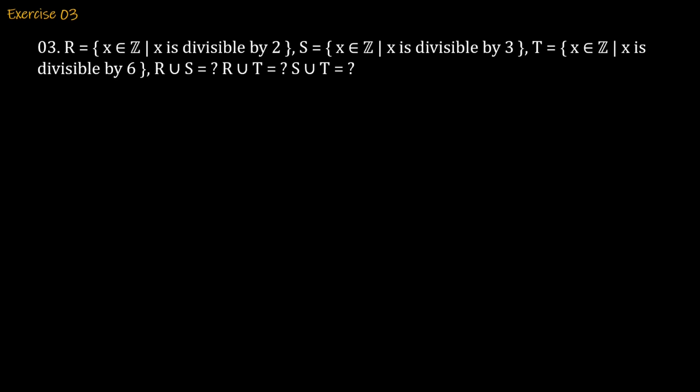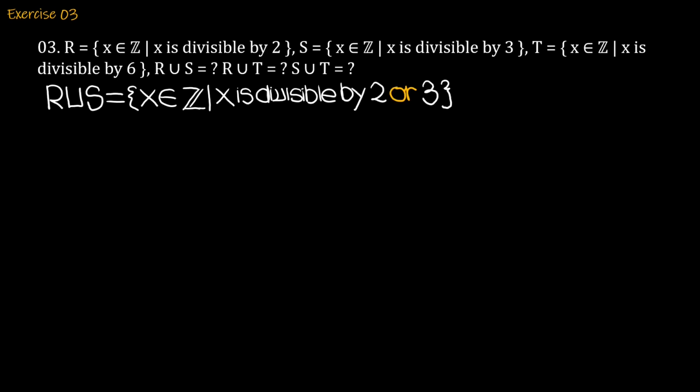In the next exercise, we are given the sets R, S and T. This time we need to determine R union S, R union T, and S union T. The union of R and S contains elements that could be divisible by 2 or 3. And as mentioned before, T is a subset of both R and S, which means its elements are already all in R and S. So R union T should equal R. And S union T should equal S.